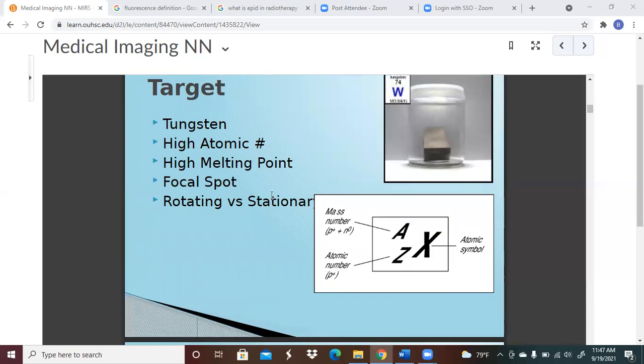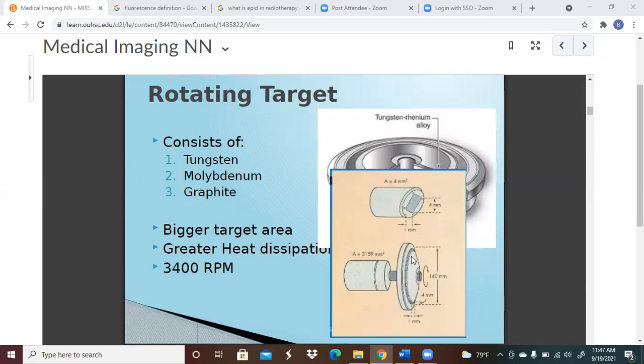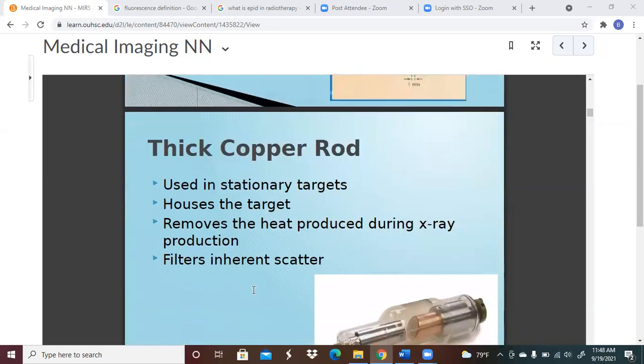So you've got a tungsten here. It's got a high atomic number. It's got a high melting point. It's used here for obviously the focal spot, and you can have it either rotating or be stationary. This is a stationary target. This is one that rotates. It consists of tungsten, molybdenum, and graphite. And if they had not put the picture here, you could actually see the cross section over here, but that is visible in the other video. Rotating targets have a bigger target area. They have greater heat dissipation, and they rotate fairly fast. So don't stick your finger in the way.